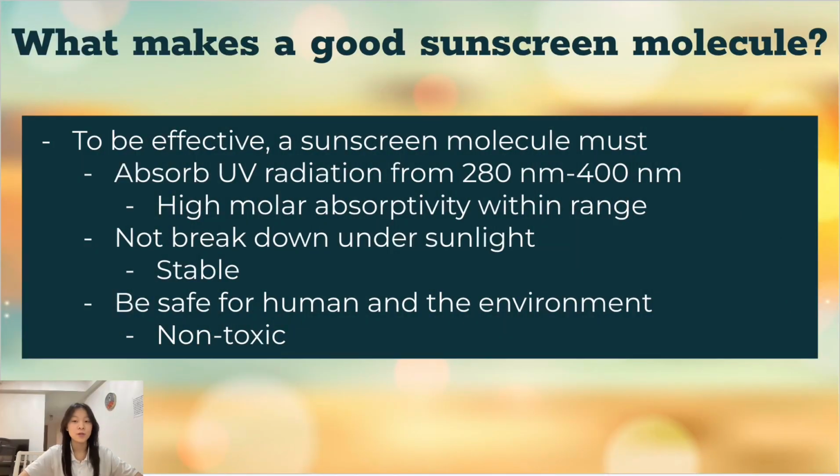What makes a sunscreen a good sunscreen? To be effective, a sunscreen molecule must effectively absorb UV radiation from 280 nanometers to 400 nanometers, and it must be stable so it doesn't break down under sunlight, and it also should be non-toxic so it would be safe for humans and the environment.